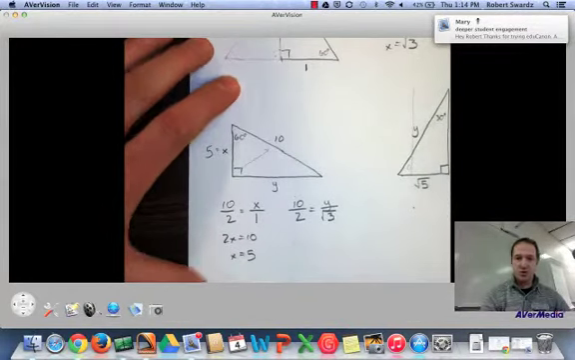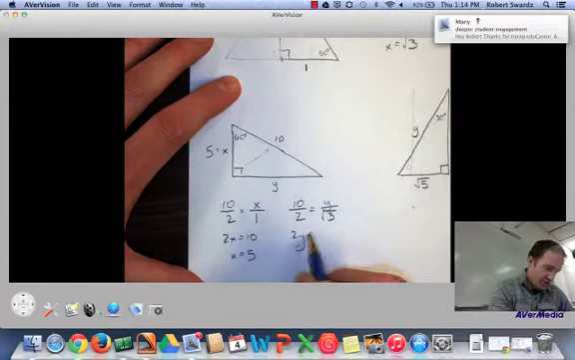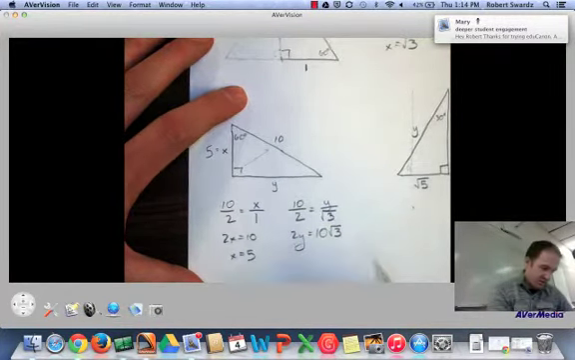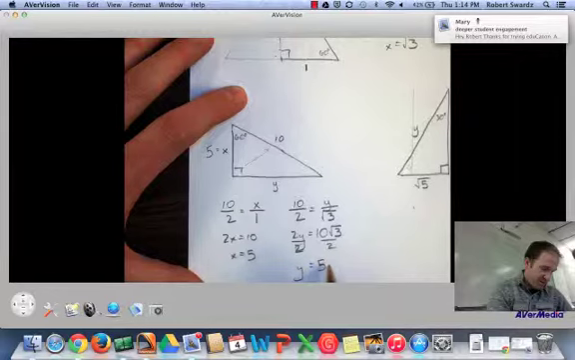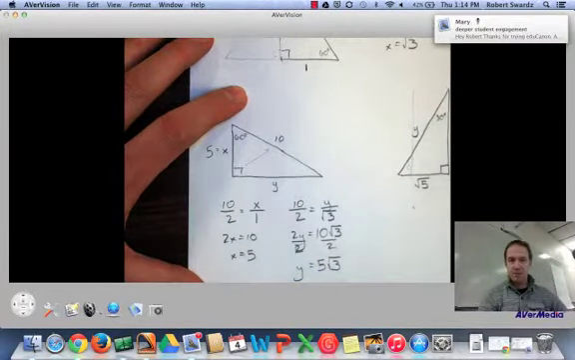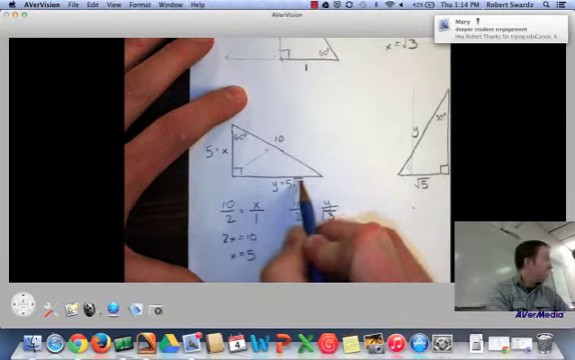Again, we've got a proportion that we can solve. We go 2y equals 10 times the square root of 3. Divide both sides by 2. We get y equals 5 times the square root of 3. And there we go. This side is 5 times the square root of 3.